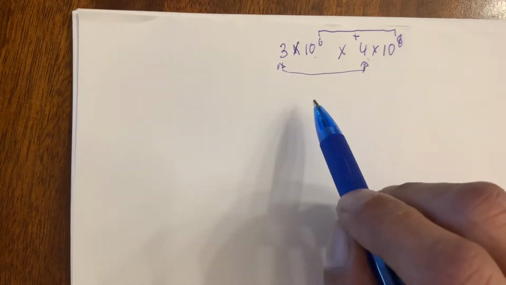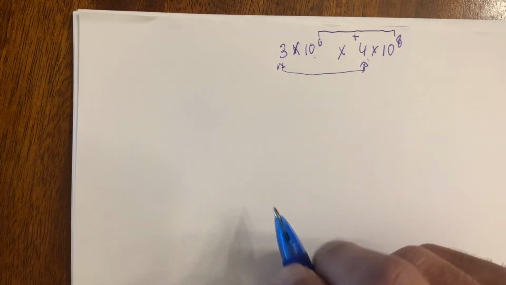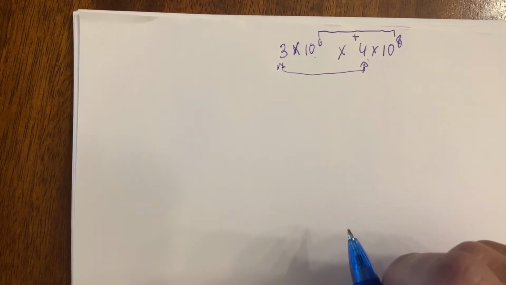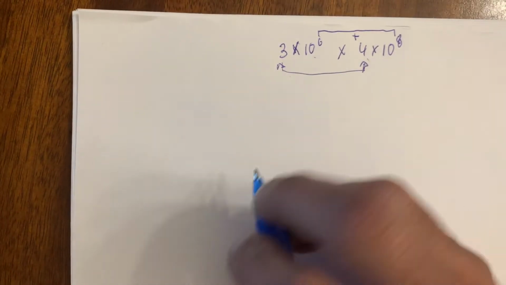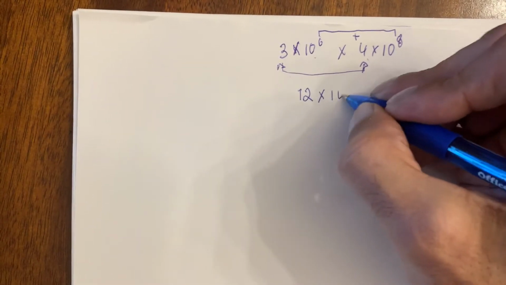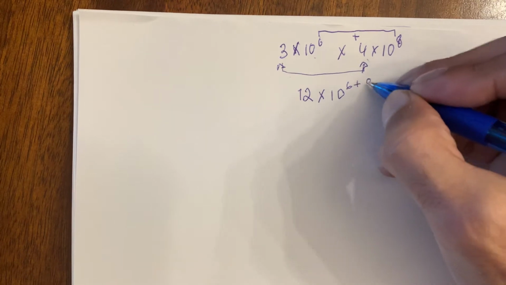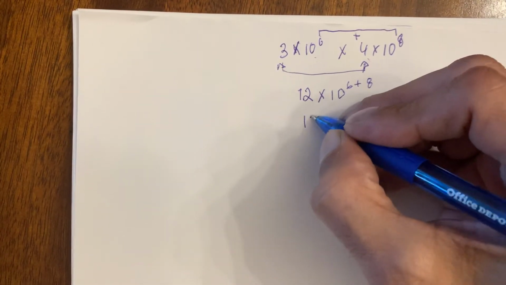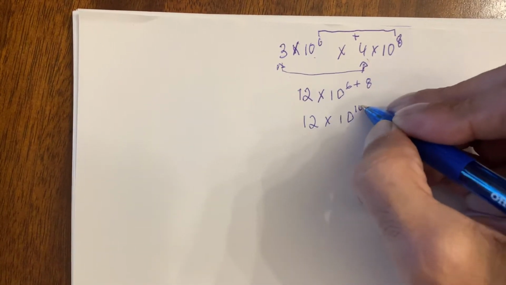If it was division, that would be a subtraction. And so moving on with this, we would have 3 times 4, which is 12, times 10 to the 6 plus 8, which could be written as 12 times 10 to the 14.